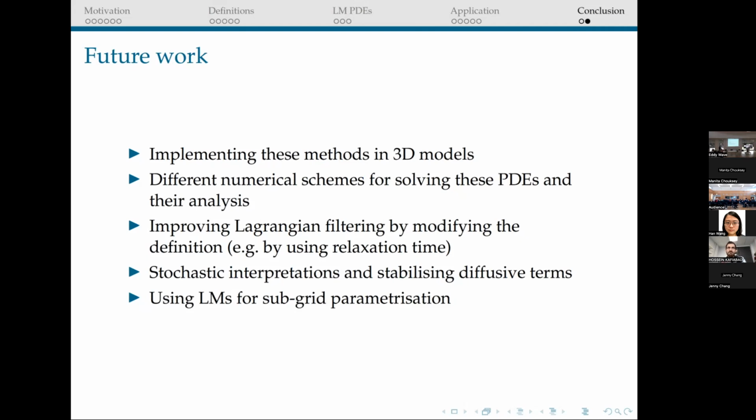So I picked the most basic definition of the mean, which led to the PDEs that I showed you. But you can tweak that definition to get more advanced filtering, like Gaussian filtering or high pass, low pass filtering. And then these equations are a bit unstable because they're forced advection equations. So with some stochastic interpretation, maybe we can add stabilizing diffusive terms. And ultimately, we can use Lagrangian means for subgrid parametrization, considering that what is left after the Lagrangian mean is dynamically very useful.